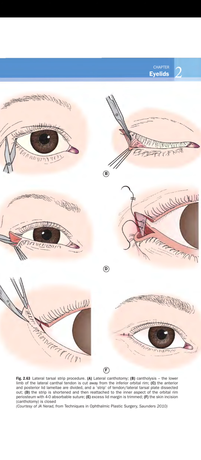The strip is shortened and then reattached to the inner aspect of the orbital rim periosteum with a 4-0 absorbable suture. Excess lid margin is trimmed. Excision canthotomy is closed. So after you dissect, you expose the lateral tarsal strip, you shorten it, and it is then attached to the inferior orbital rim with the absorbable suture, and then you can also excise the excessive skin and suture the skin. So this is the lateral tarsal strip procedure.